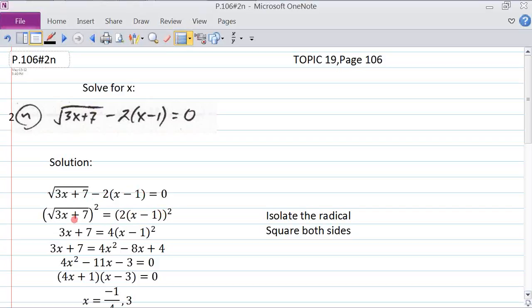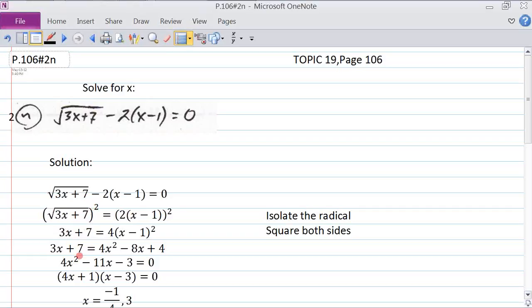And then we square it. So we're doing two things at once. We're taking this, going down here, squaring it, moving this from the left to the right, and squaring that. So this is 2 times 2 is 4, and we're going to square the x minus 1. This is the 3x plus 7 obtained by squaring this, which is under the root sign.